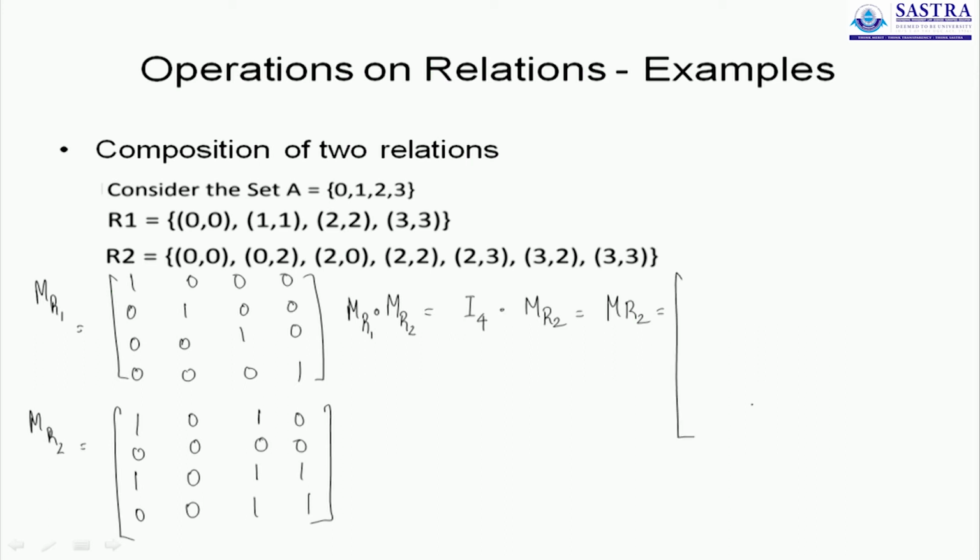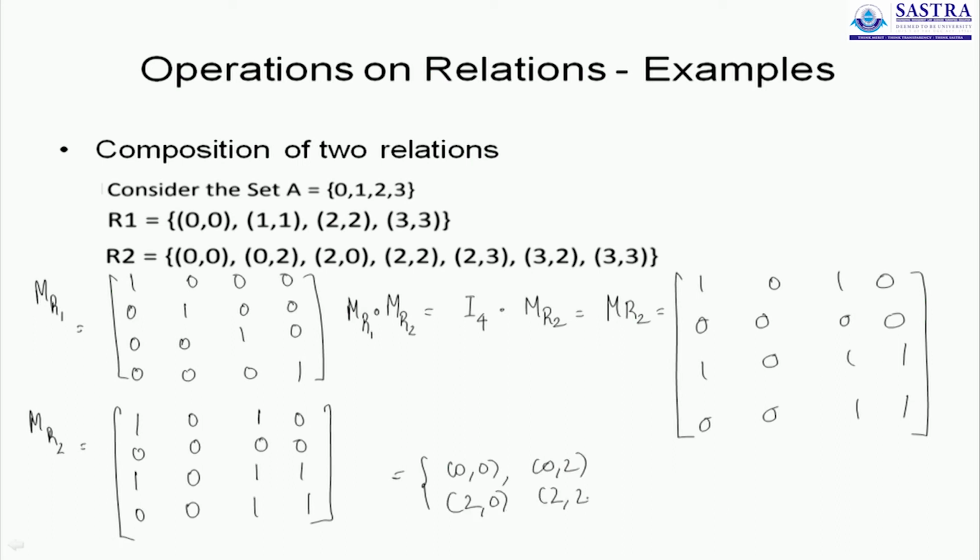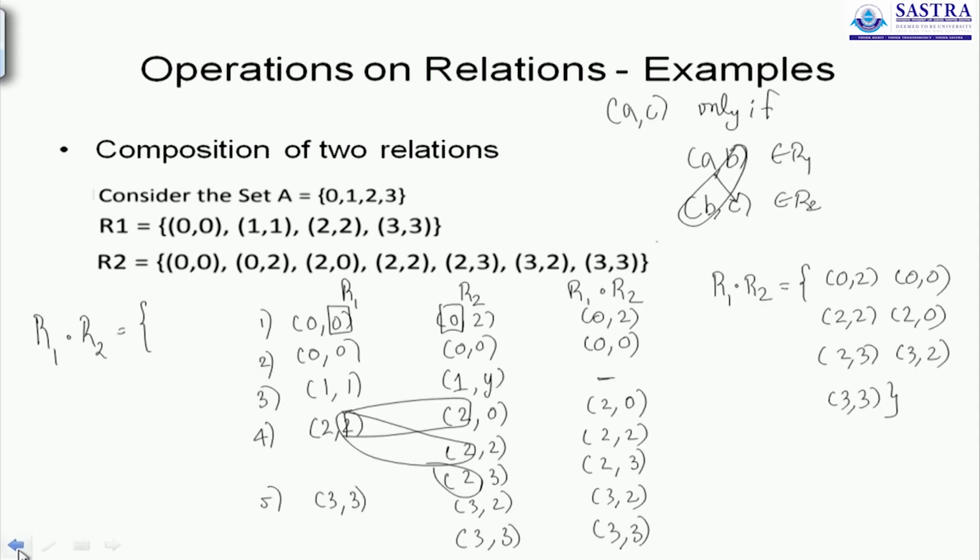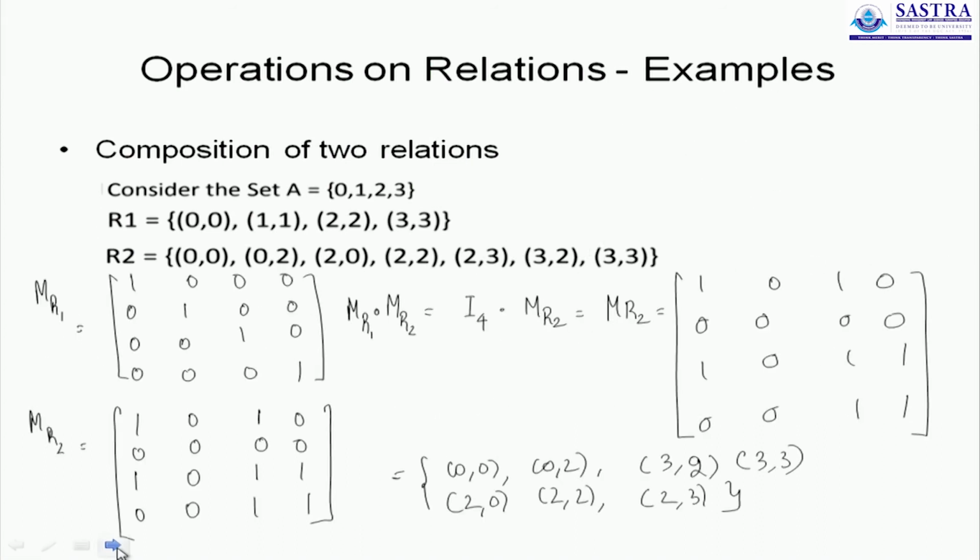So MR2, what is MR2? MR2 is straightforward. MR2 is 1 0 1 0, 0 0 0 0, 1 0 1 1, 0 0 0 1, and that is exactly what we had. 1 0 0 1 is 0 0, 0 2, 2 0, 2 2, 3 0, there's no 3 0, 3 2, 3 3 and 2 3 is exactly the same set of ordered pairs we got in the previous step, and hence when you multiply the corresponding matrices you will get the answer that you have when you do the composition as an operation.